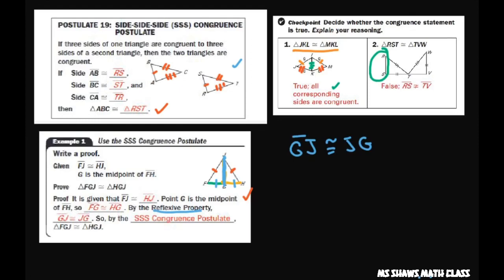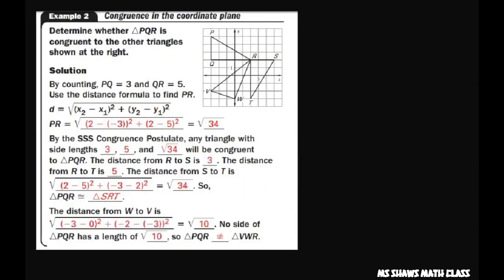So we can't say that RS is congruent to the corresponding side, or we can say that RS is not congruent to this one. So we have these three. These two are congruent. And these two lines are congruent. But we don't have any tick marks here and here. So that's false. The triangles are not congruent.